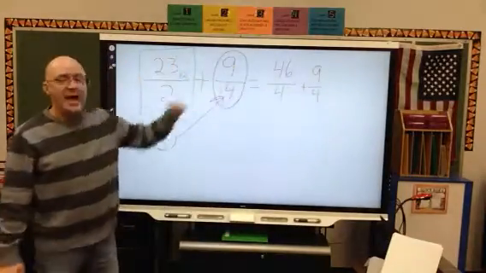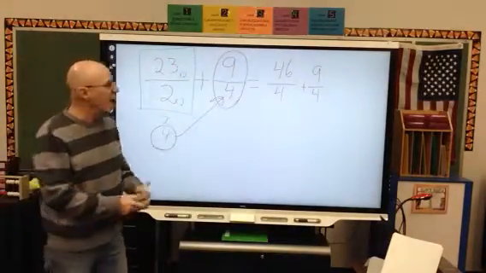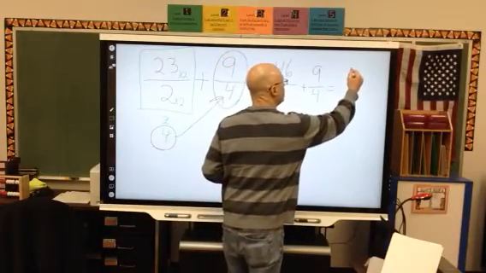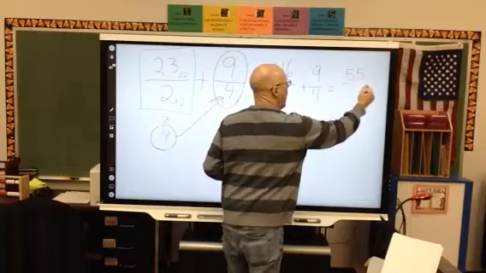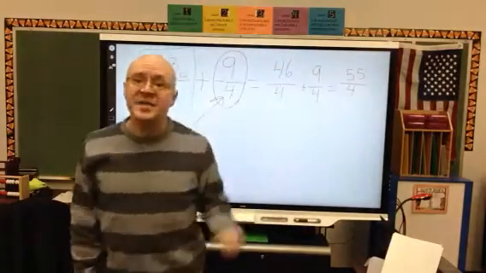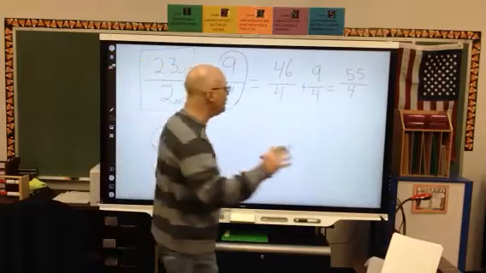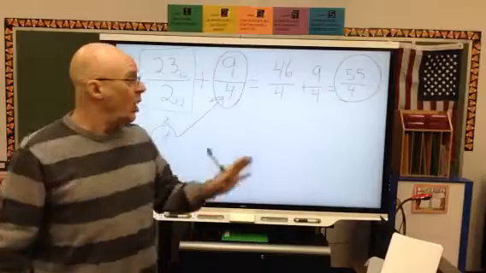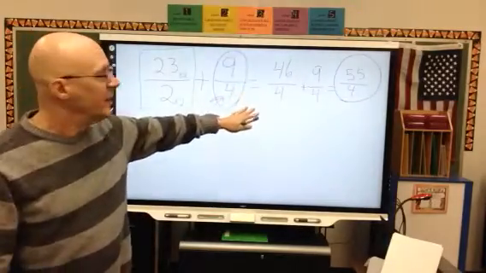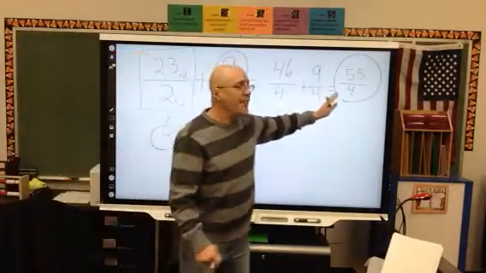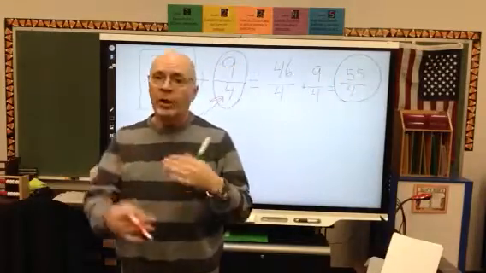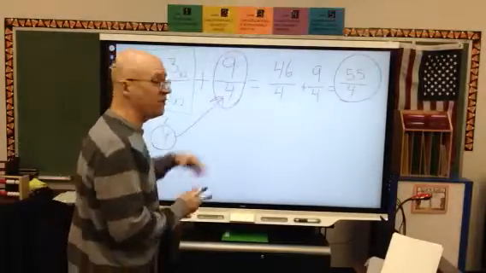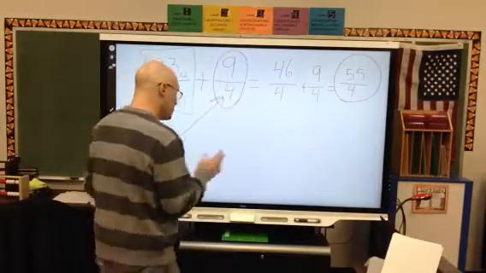So what I'm going to do is add 46 plus 9, which would be 55. And the denominator stays the same. That is an improper fraction. That is not reduced. So that's not done, but that is the answer to this problem. Now we've got to write it in simplest form. We will work on that, but just not today. We want to get this far. All right? Let's try one more.